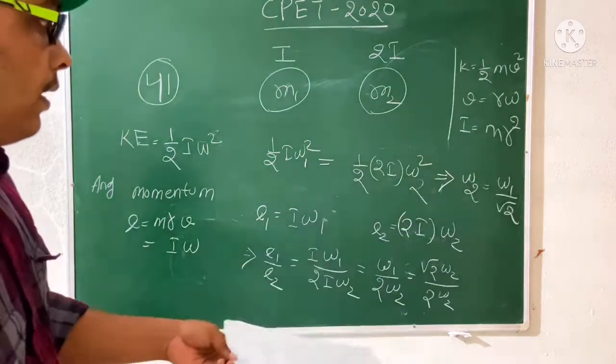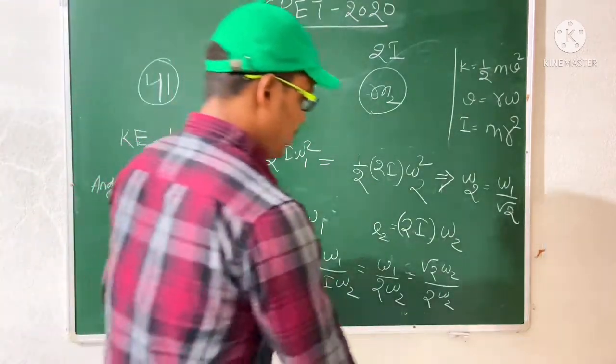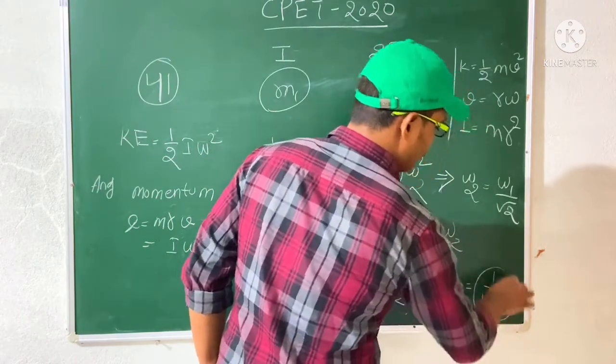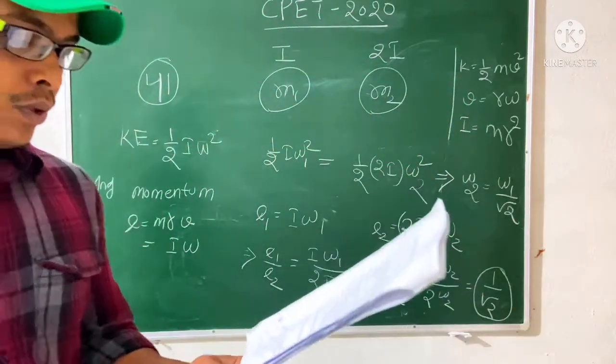So what is omega 1? That is root 2 omega 2. So your answer is nothing but 1 by root 2. So what is the answer? 1 is to root 2.